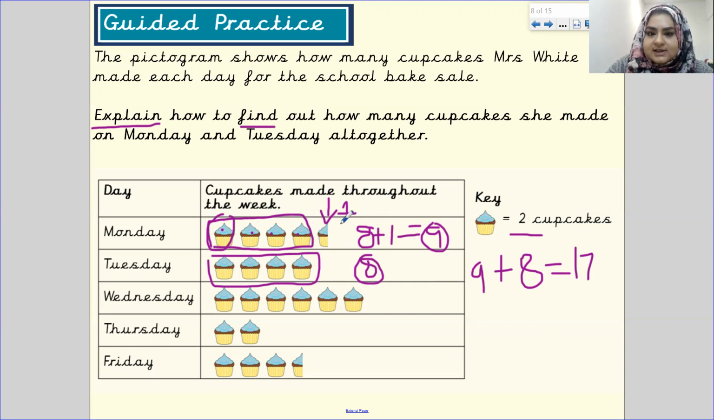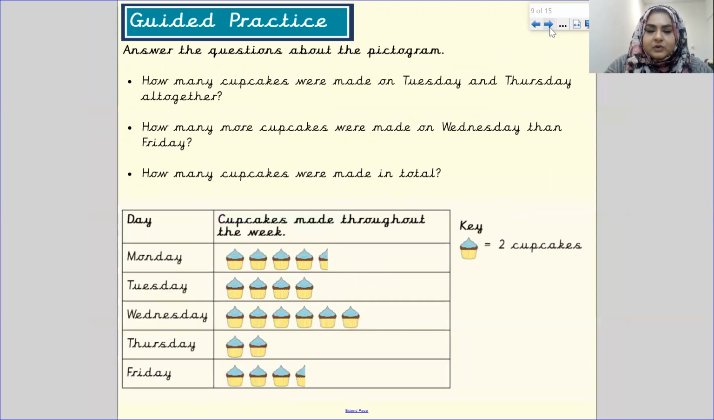And what I did was I had to half 2 for the half cupcake, because that cupcake is half, the value isn't 2 anymore. So I need to half the number 2. All right, fantastic. So now, guided practice number 4.